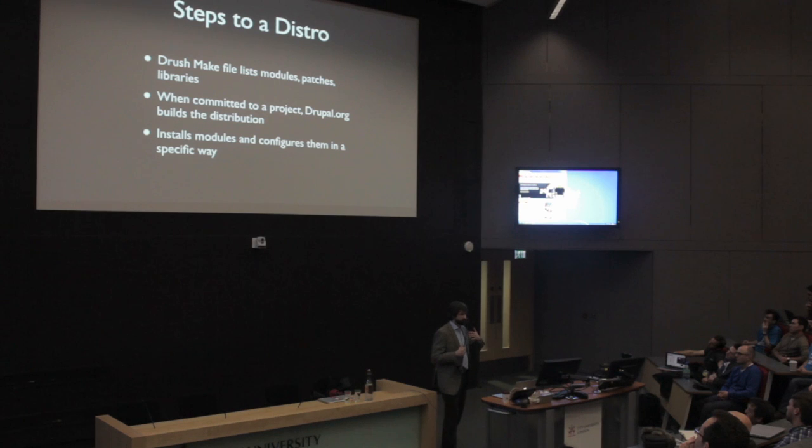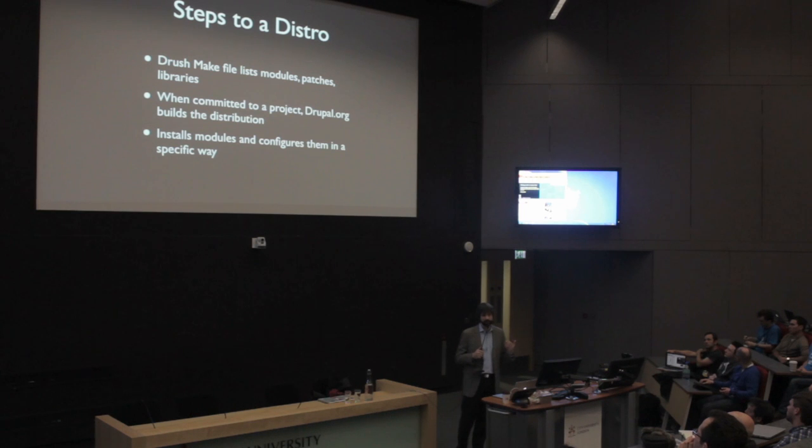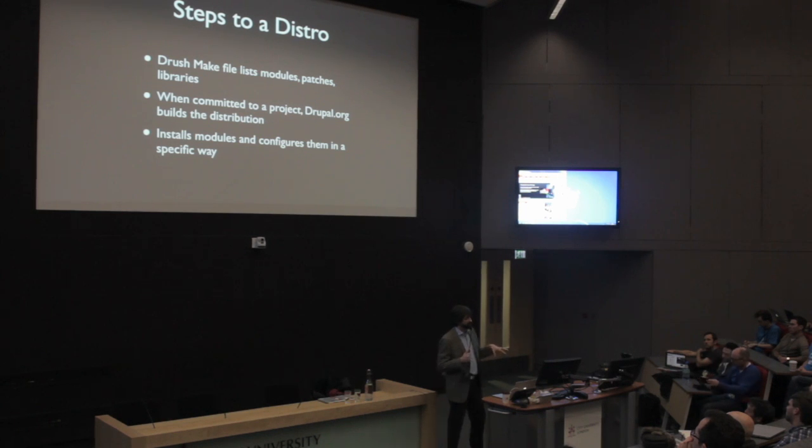And the steps to make a distribution are roughly, for you developers, in case you want to go make one: you make something called the Drush make file, which is a list of modules and libraries and patches that you want in your distribution. And when you put that under the door, magic happens. It takes that list of all the things you've specified and grabs them from all over the internet. GitHub, it can be on Drupal.org. There's a white list of sources where you can get other libraries that you want in your distribution.